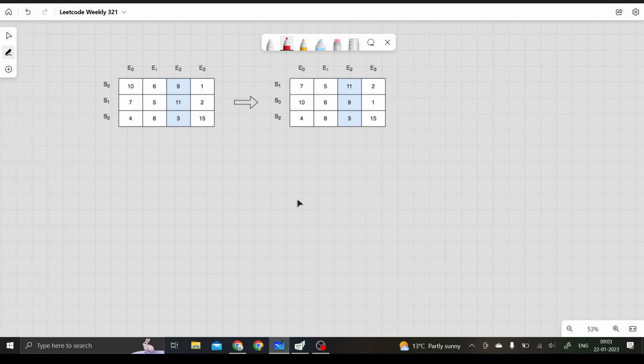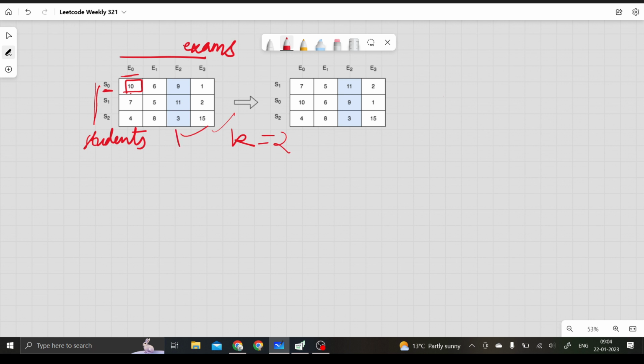Basically, we are given a matrix where the rows represent students and the columns represent exams. So for any particular cell, we can say that S0 has scored 10 in exam E0. This is how the matrix is given to us. We are also given an integer K, which represents a particular column, a particular exam. In the example given in the question, K is equal to 2.